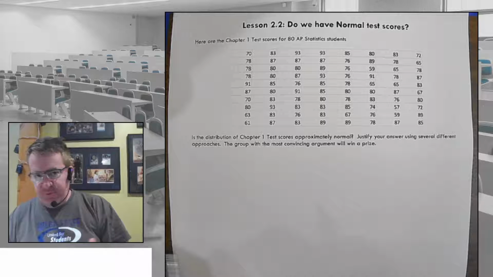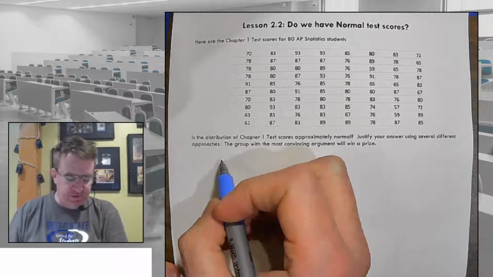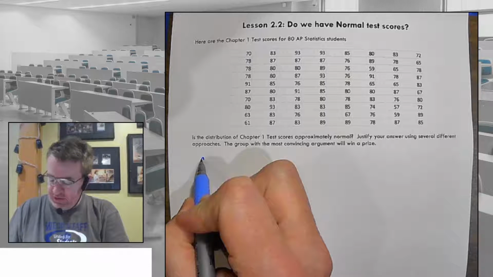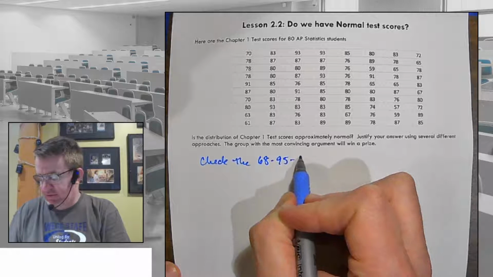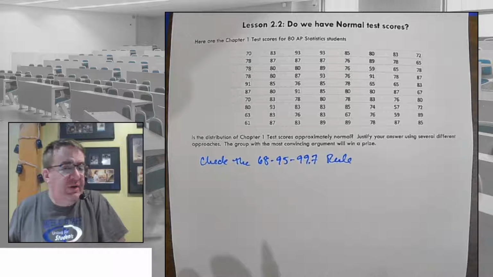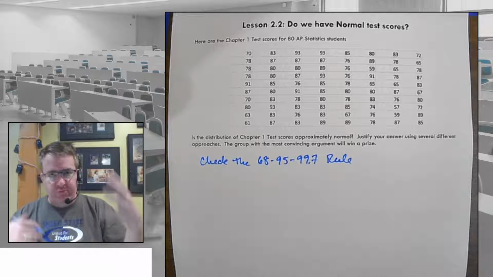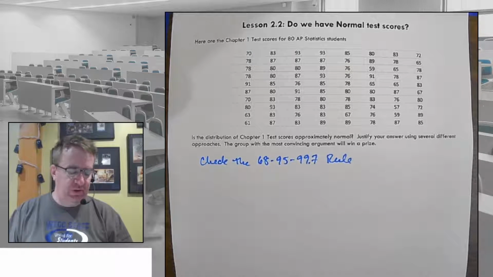A couple things usually come up. Somebody will usually say something along the lines of, hey, check the 68, 95, 99.7 rule. Of course, that comes up. How would you go about checking that? But it's a good thought you're thinking through and playing around in, especially when you've got groups of people talking. You can kind of come up with that.